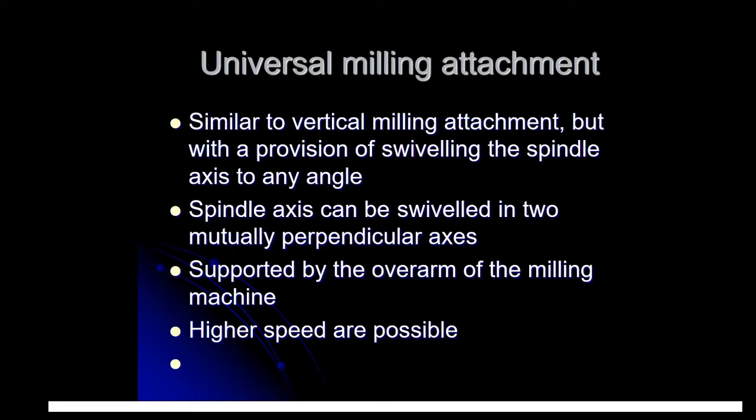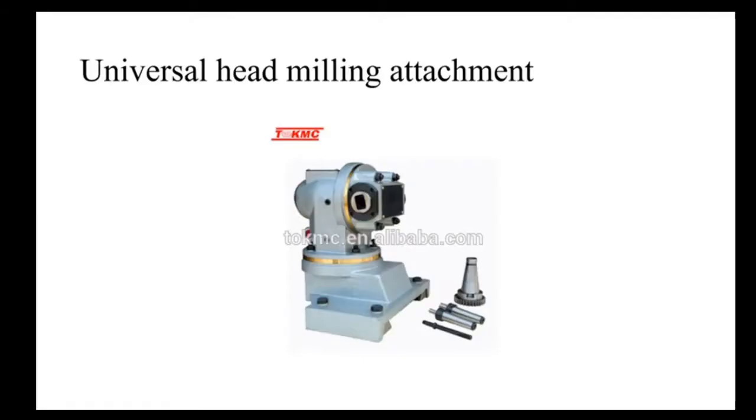Next is universal milling attachment. They are similar to vertical milling attachment, but they have an extra provision for swiveling the spindle axis to any required angle. The spindle axis can be swiveled based on two mutually perpendicular axes. These universal milling attachments are supported by the overarm of the milling machine and higher speeds are possible with universal milling attachment. This shows a universal head milling attachment.